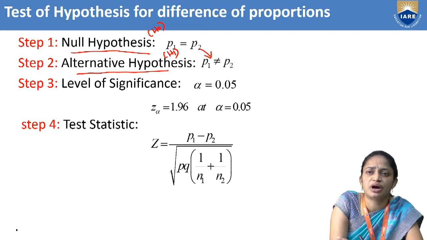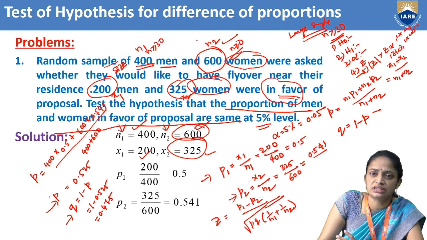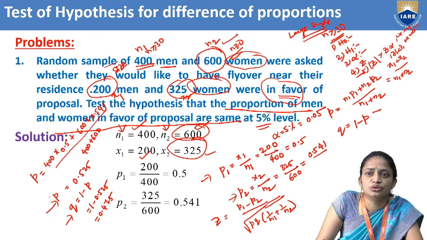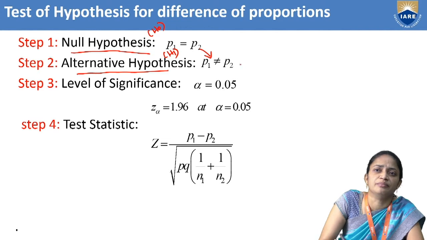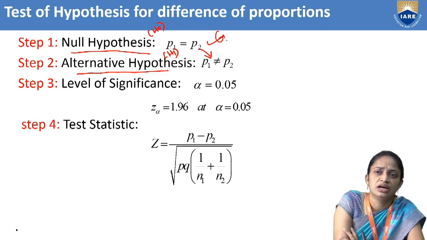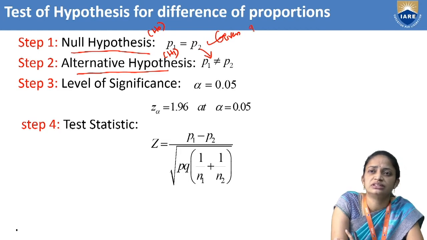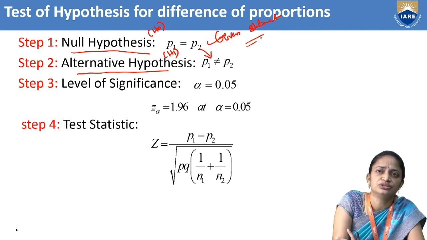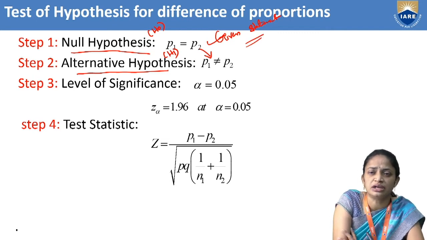Here P1 and P2 are equal. That means the given statement, what is that statement? The proportion of men and women in favor of the proposal are same. So that is our null hypothesis. That means here in the null hypothesis we are taking the given statement as it is. Okay, so that is our given statement, that is nothing but the null hypothesis.